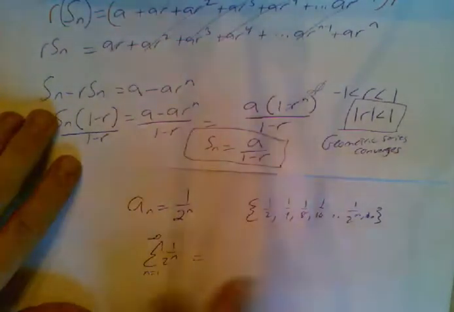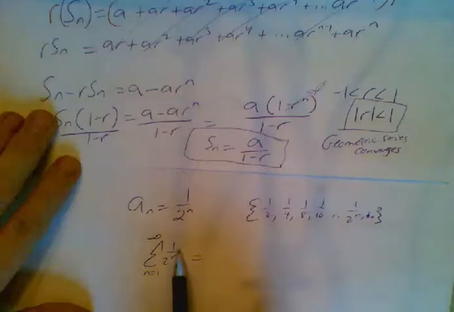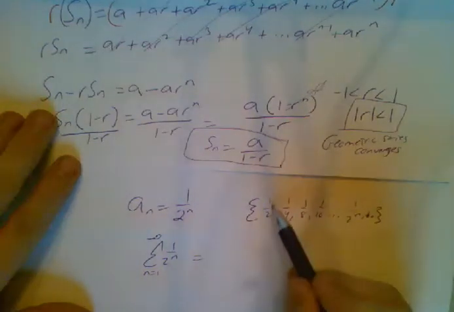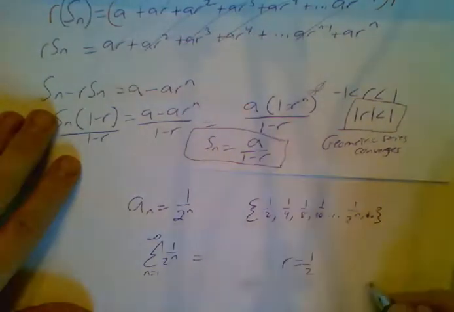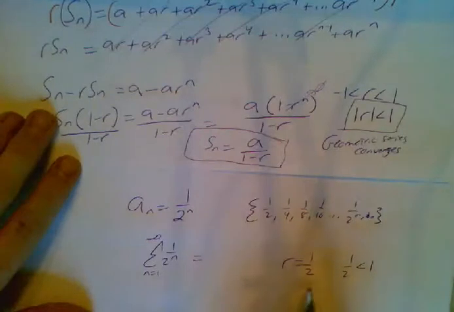It's like a gateway test. If that doesn't work, we can't go any further. But then we also want to see, is it geometric? Well, look, to go from 1/2 to 1/4, we multiplied by a half, by a half, by a half. My r value is a half. Okay, 1/2 is less than 1, so I know my r value is okay.